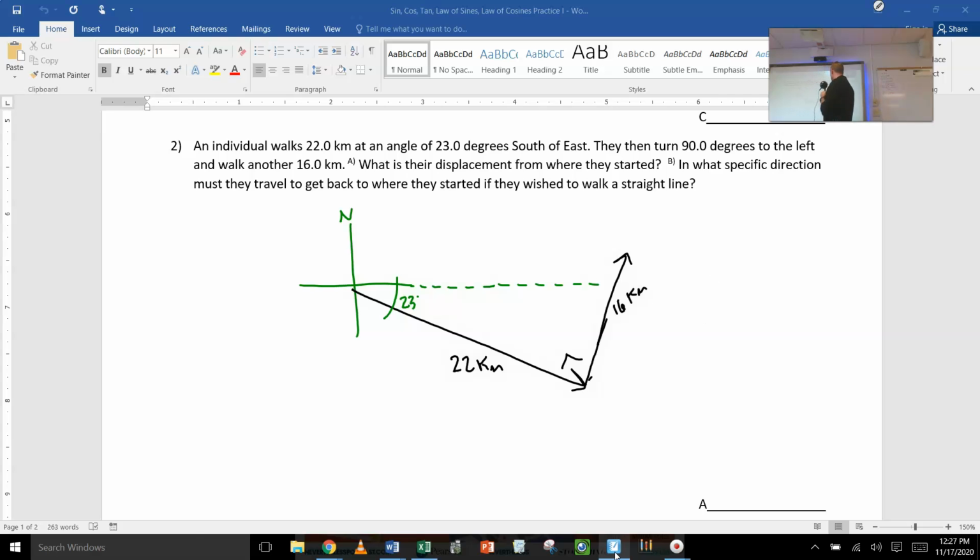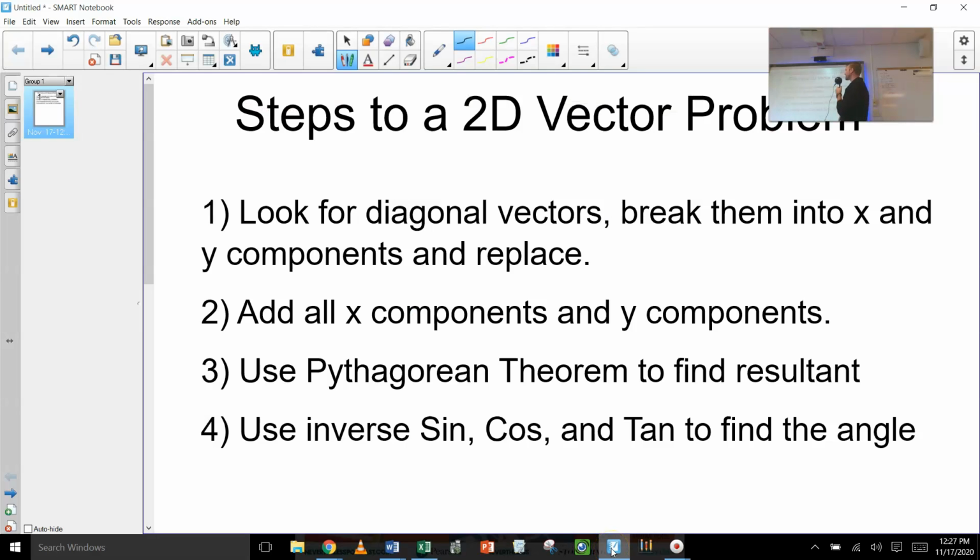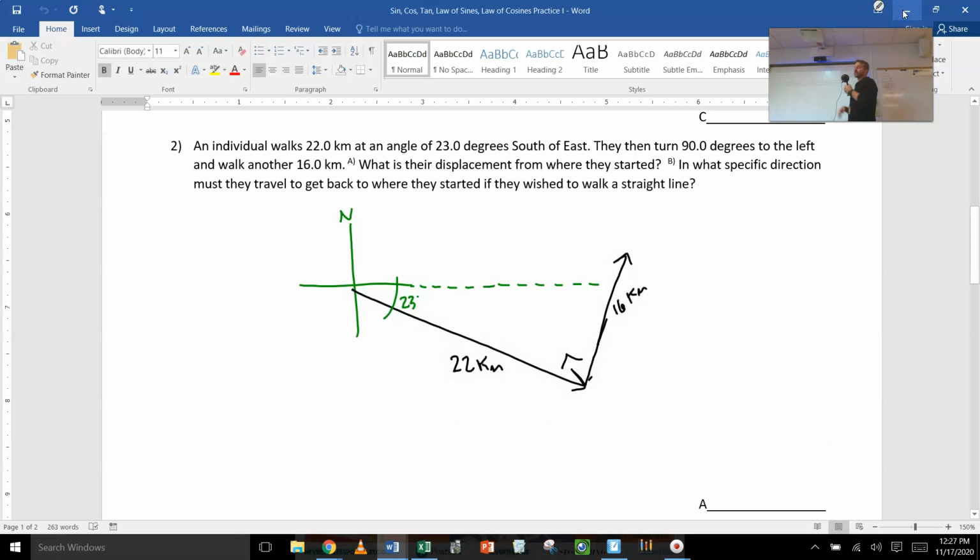So here's what we're going to do. Go back to our steps. Look for diagonal vectors. So number one, there are two diagonal vectors here. The 22 is diagonal, as is the 16. Okay, so here is my first diagonal vector. We'll do this one, the 22.